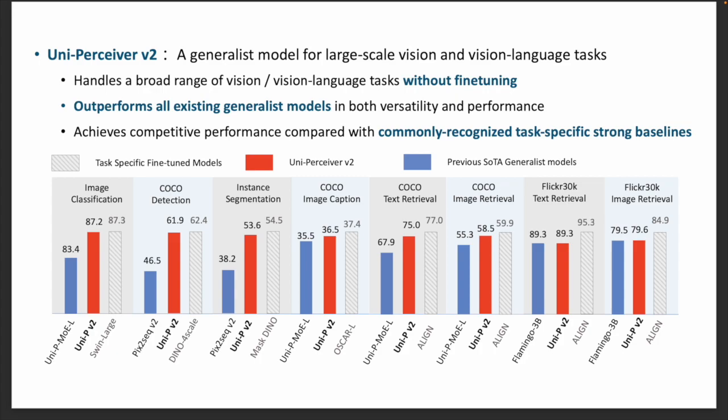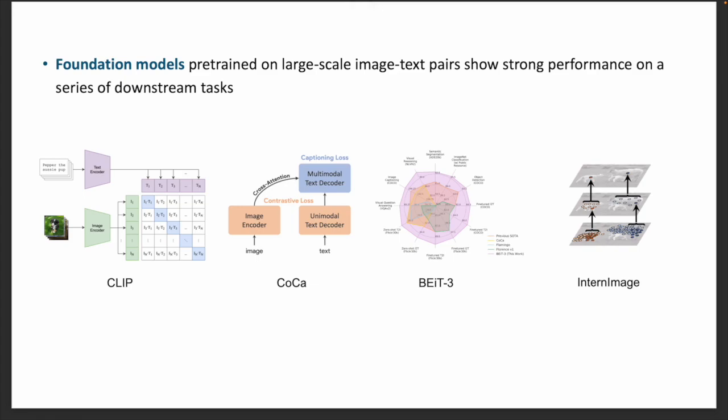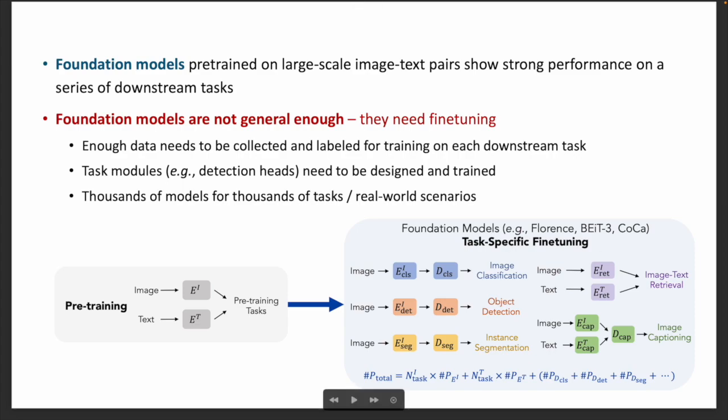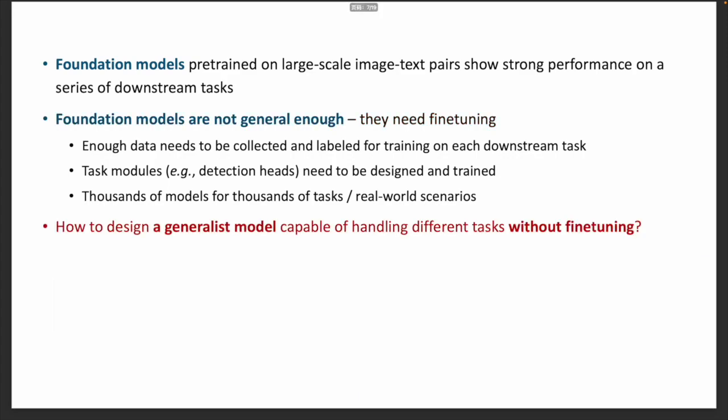Vision foundation models, such as CLIP and CoCa, have shown strong performance on a series of downstream tasks. They learn a general representation by large-scale image-text pre-training and can be adapted to different downstream tasks. However, they still need fine-tuning and task adaptation, which makes them not general enough. Specifically, to perform task-specific fine-tuning, researchers are required to collect enough labeled data, design task modules, and further train the entire model. For thousands of real-world scenarios, you need to train thousands of models and store them for inference, which is costly. So here comes the question.